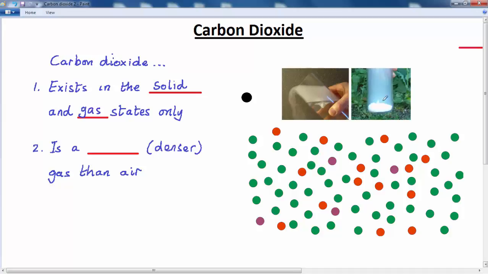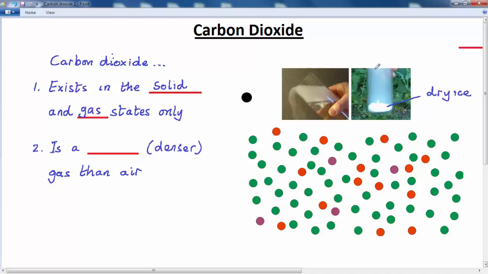So here we've got two photographs of carbon dioxide in these two states. On the right, it's in the solid state. You can see it's sort of this white powdery substance, and this is known as dry ice. Now if you take that dry ice and you add it to water, it will start to evaporate immediately into the gas state. So we can see the gas being poured out from this glass here.